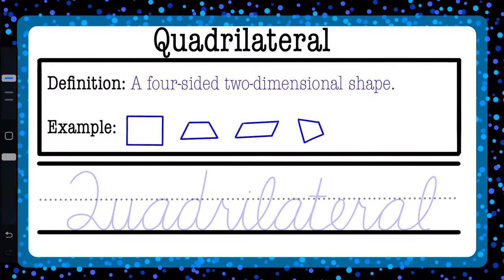Hi friends, today we're going to be writing the cursive word quadrilateral. To start, let's define it. The definition of a quadrilateral is a four-sided, two-dimensional shape. So some examples you'll see below.